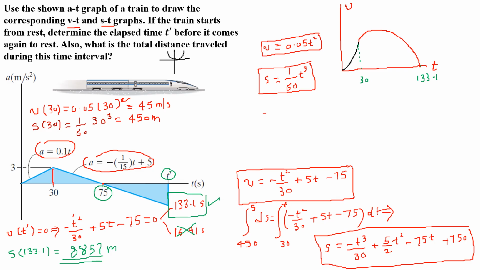Now, maybe someone will ask where the 75 will be. The 75 will be somewhere here. That is the 75 seconds. Of course, we can also find these velocities at the given times and so on.